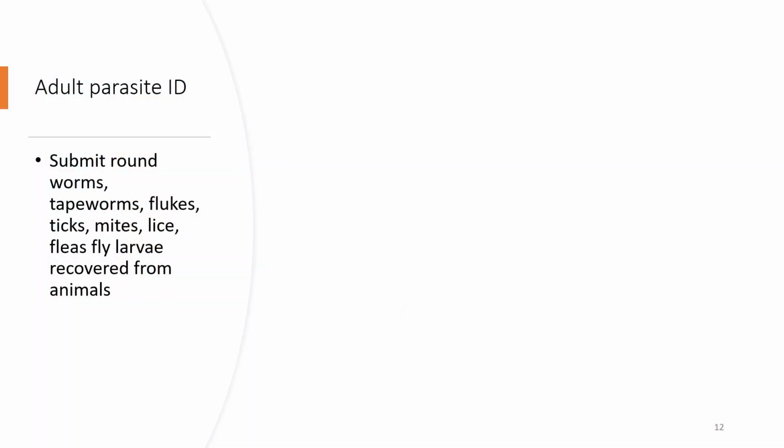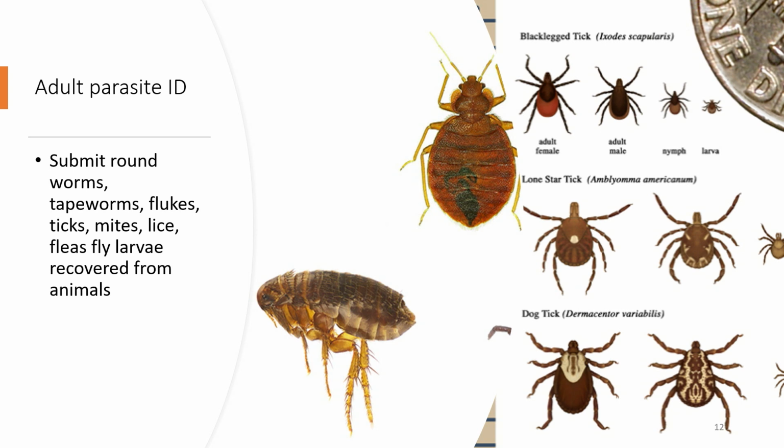Now, there is also adult parasite ID or parasite ID, which is a test that we offer, where you can submit any adult parasite that you see or any other interesting parasite that you may see, which might include worms, tapeworms, flukes that you may see at necropsy. Maybe you saw ticks or mites or lice on cattle or sheep. You can submit those, and then maybe fly larvae or maggots that you want identified, you can submit those as well. Now, for this, you do have to submit a parasite.